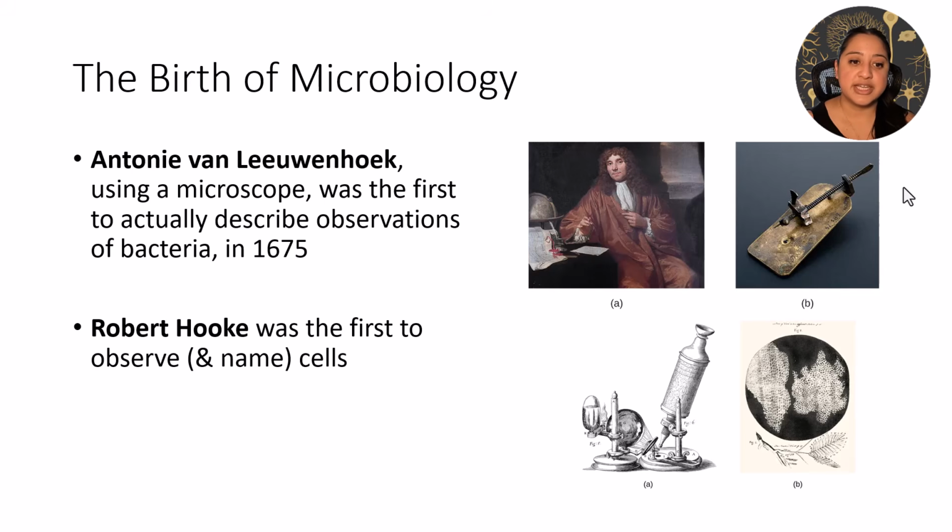Antony van Leeuwenhoek, using a microscope, was the first to actually see and describe observations of bacteria in 1975. At the time, he didn't know what they were. He just saw things in samples of water. He didn't have a term for them yet, so he came up with the term animalcule. So it's like a molecule, but it's almost like an animal. And so now we know, oh, that was probably bacteria.